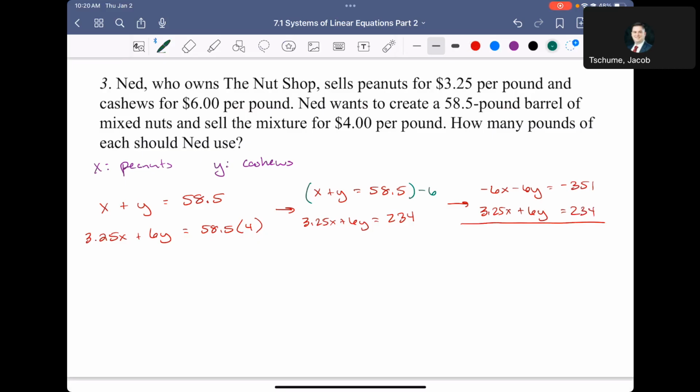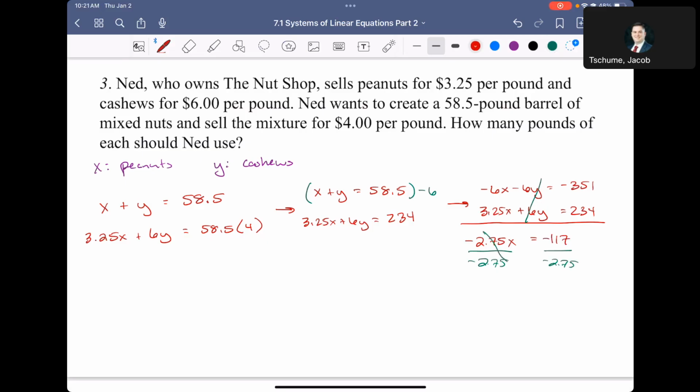My second equation, I'm not going to mess with at all, so just bring it down. And just like I wanted to, the Y's are now opposite, so they go away, and I can work the rest of this problem. So I can take -6X and add 3.25X to that, and that's going to end up giving me -2.75X. And then I'm going to take -351, and I'm going to add to that 234, which will make this -117. All right, divide both sides by -2.75.